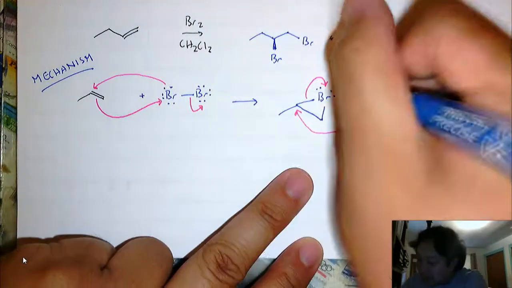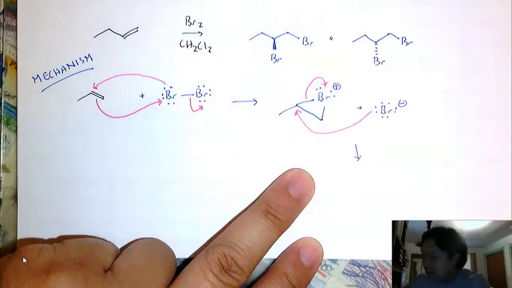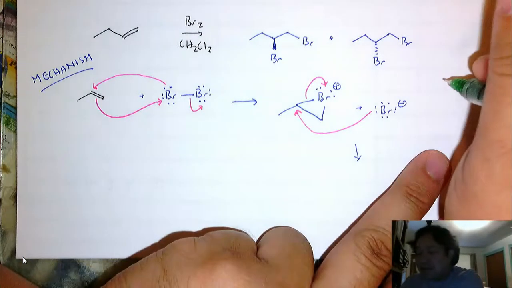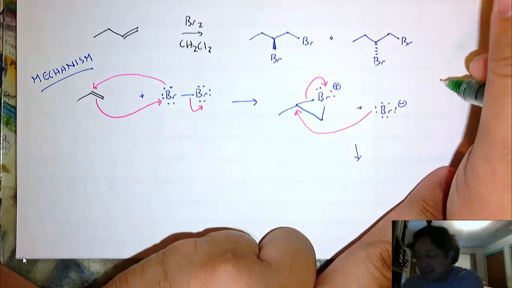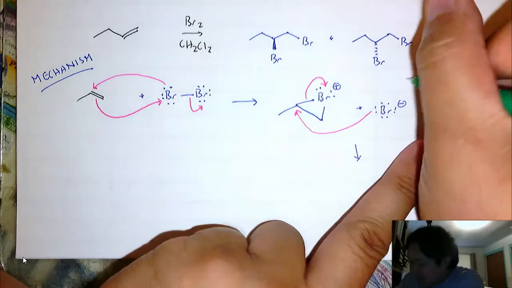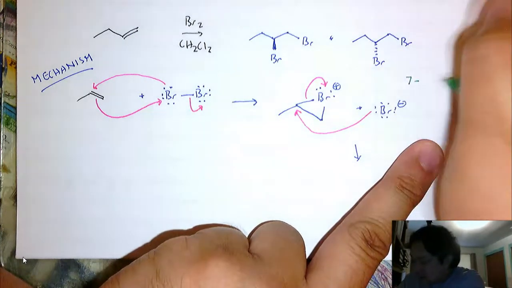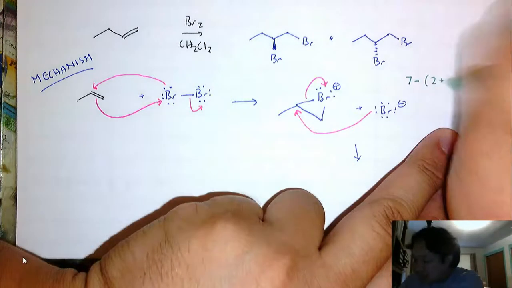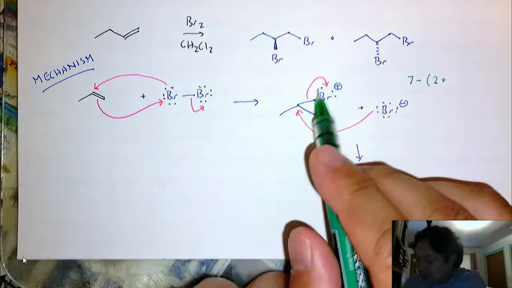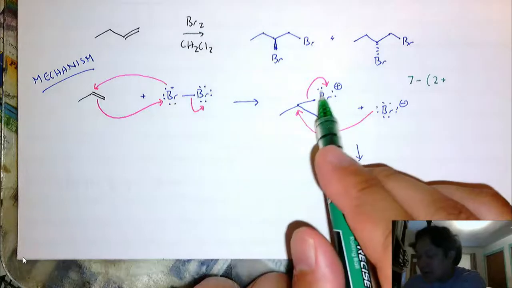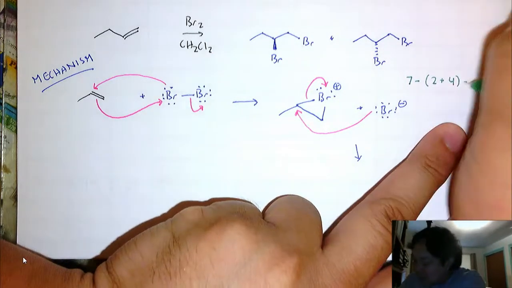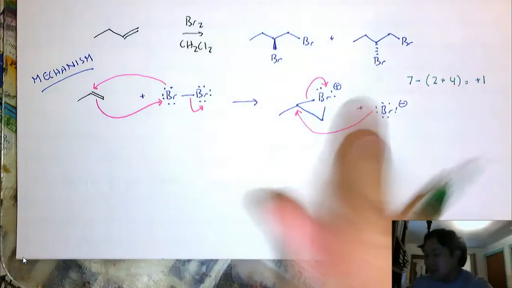The plus charge is here on the bromine. Why do I know that? Formal charge equals valence electrons minus sticks plus balls. So we have a valence of 7 minus sticks plus balls. On that bromine, there are 2 sticks plus 4 balls. 1, 2, 3, 4. So you can have both balls of the lone pair. 7 minus 6 equals plus 1. So there's your plus charge.